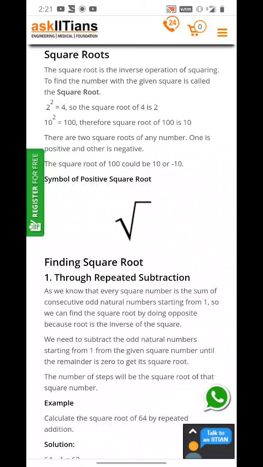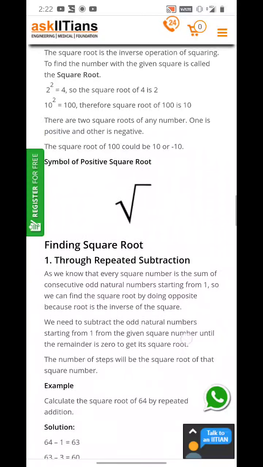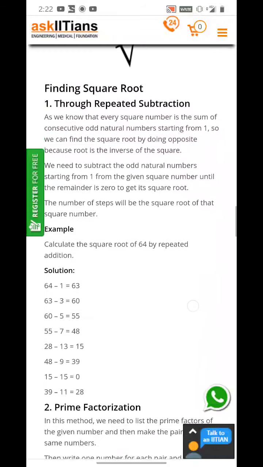But there are methods of finding the square root, because in case of big numbers we cannot remember all the numbers, as there are infinitely many, and it is not possible to learn them automatically, because in an examination the examiner can give any number. So we have the methods. The first method is square root through repeated subtraction. Look, here it is given.